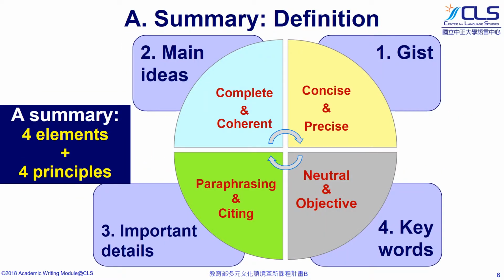When writing a summary, we need to follow four key principles and include four elements. The four key principles are to be concise and precise, to be neutral and objective, to paraphrase and cite, and to be complete and coherent. The four elements include gist, main ideas, important details, and using only keywords.